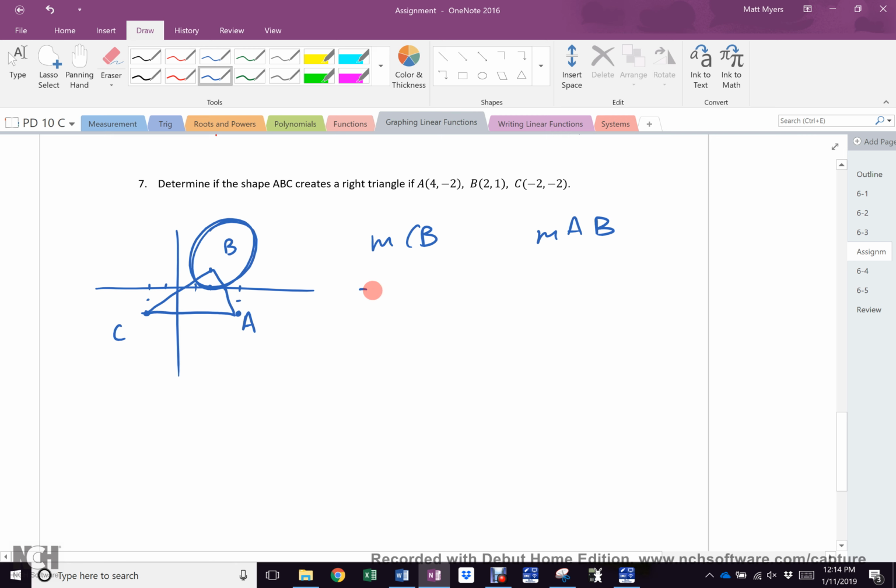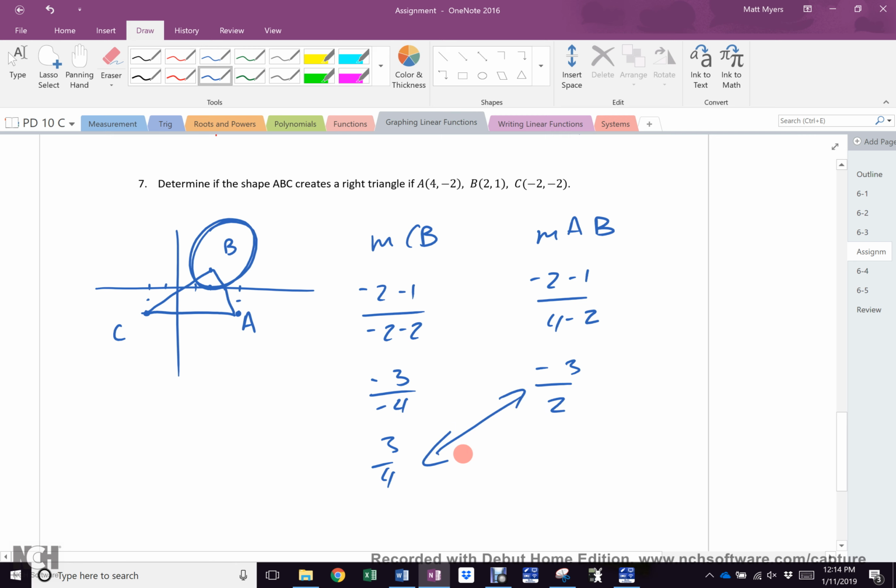CB is, of course, negative 2 minus 1 over negative 2 minus 2, which is negative 3 over negative 4, which is 3/4. AB is, of course, negative 2 minus 1 over 4 minus 2, which is negative 3 over 4 minus 2 is 2. Those are not negative reciprocals. So it is not a right angle triangle.